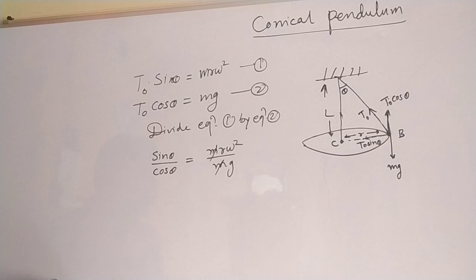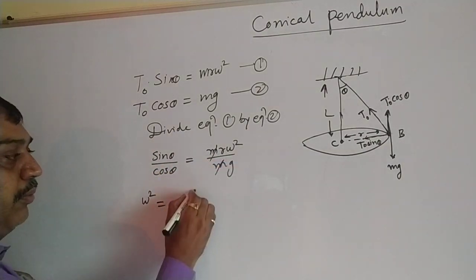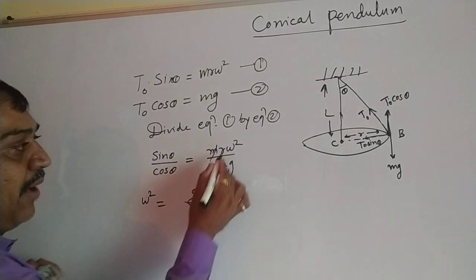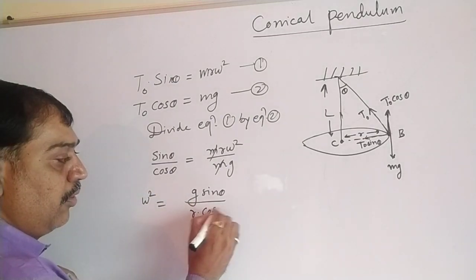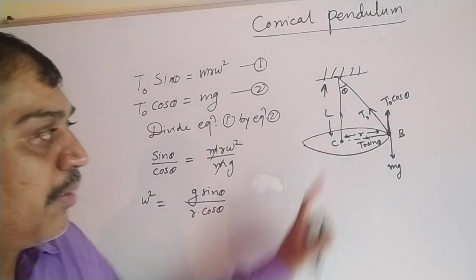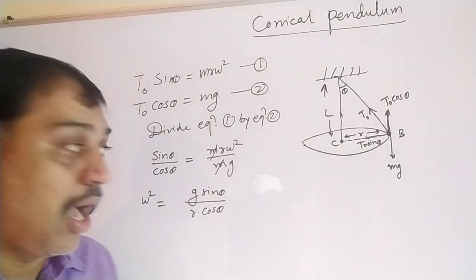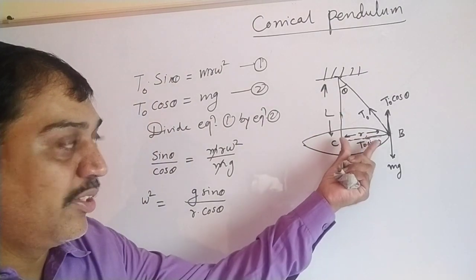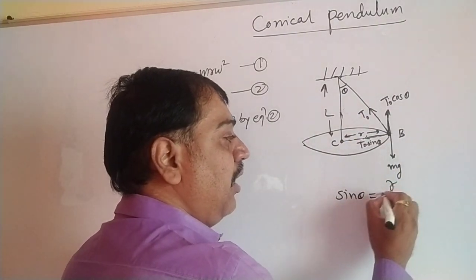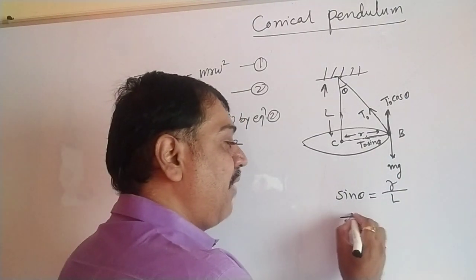Now move this g to this side and r to this side. You can write omega square equal to g sin theta, with g in the numerator, divided by r cos theta in the denominator. Now look at the diagram. Suppose I have made this triangle like this. What is sin theta? Opposite side divided by hypotenuse. The opposite side is r, so we can write sin theta equals r, divided by the hypotenuse, which is nothing but L. So this implies, what is the value of r?